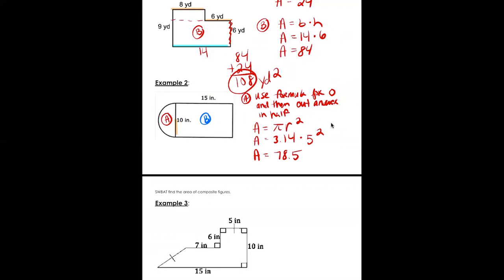Now for piece B, B is easy, it's a rectangle. So the area of a rectangle is base times height. The base is 15, this is 15 because it's straight across, so they're congruent. 15 times the height is 10, that's 150. So now we add 78.5 with 150, and we're going to get 228.5 inches squared. That's my final answer for the composite area of the figure in example 2.